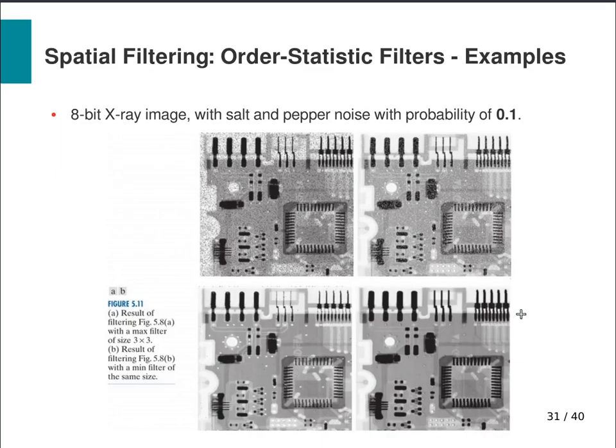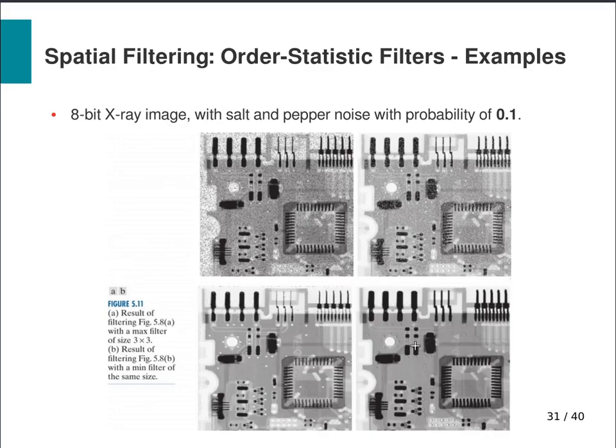On top left corner we have the 8-bit X-ray image, which is degraded by pepper noise with probability of 0.1, and on top right we have the same image corrupted by salt noise with probability 0.1.